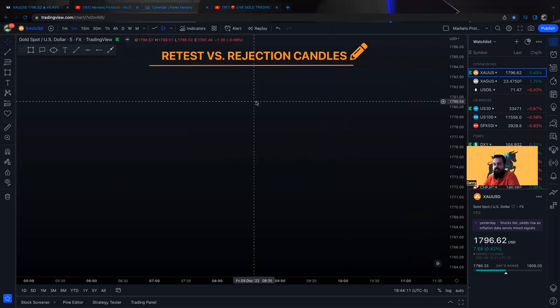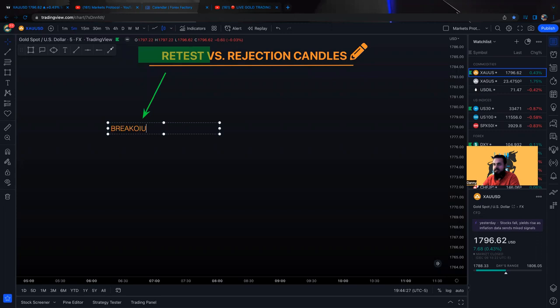Okay, so retest versus rejection candles. First, let's talk about retest candles here. Now, retest candles will form in two ways. Let's talk about the first one. The first way you're going to see a retest candle is after a breakout. Number two is after a false breakout. Two different ways you can look for retest candles. Now, majority of the time after a breakout and after a break and retest. Sorry, a false breakout.